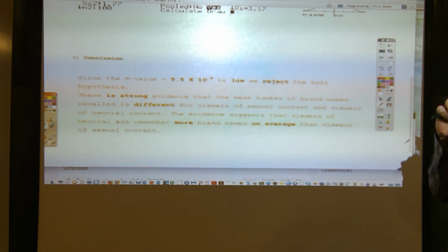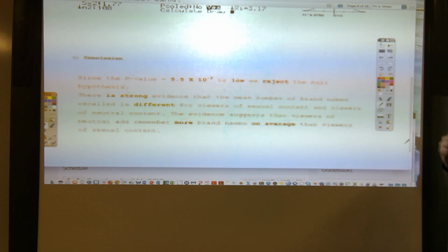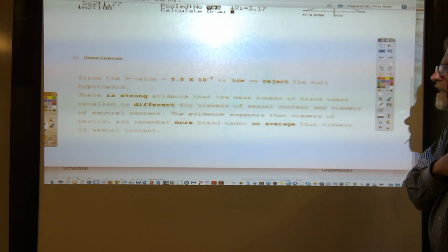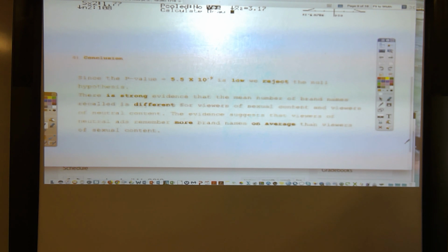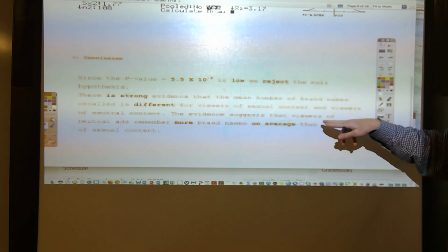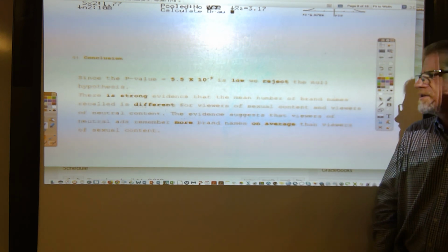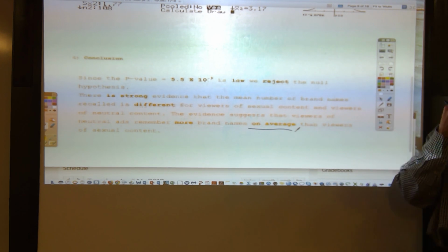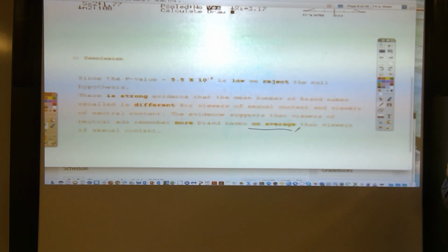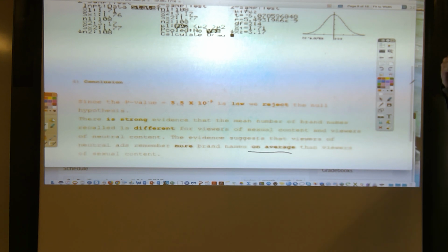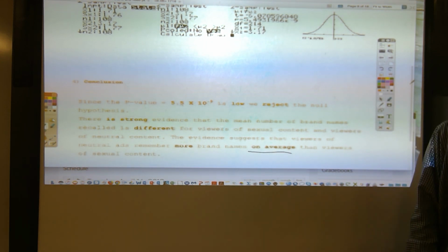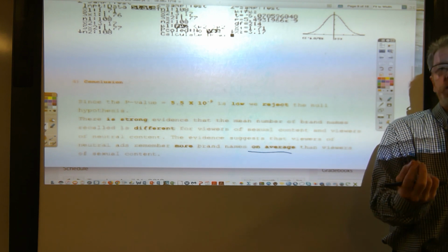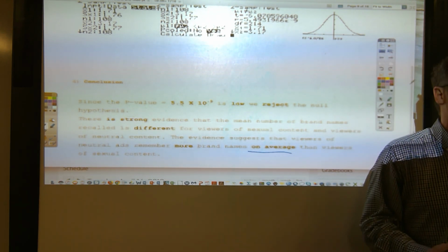So here's our conclusion. Since the p-value is low, we reject the null hypothesis. There is strong evidence that the mean number of brand names recalled is different for viewers of sexual content and viewers of neutral content. Sentence 3, the clickbait sentence: the evidence suggests that viewers of neutral ads remember more brand names on average than viewers of sexual content. If you leave out the on average, your E drops to a P. We're talking about averages, not individual results, which may vary. There may be some people who can subject themselves to neutral content and not be able to remember anything.